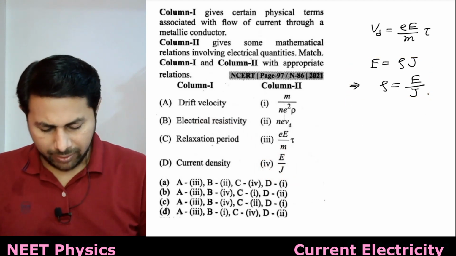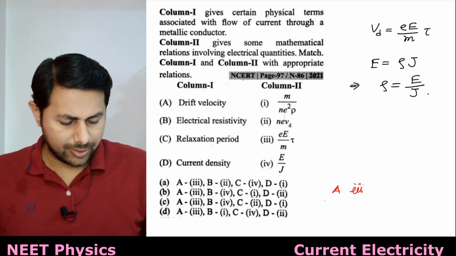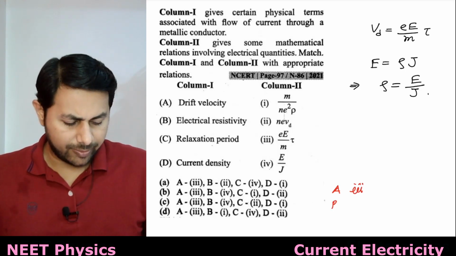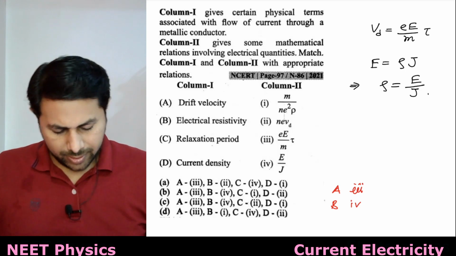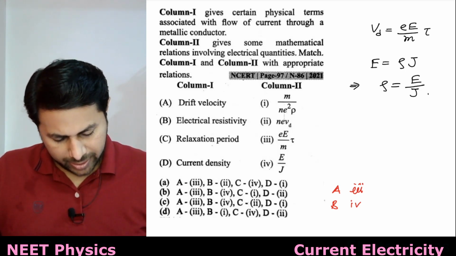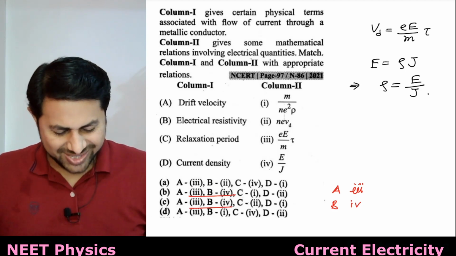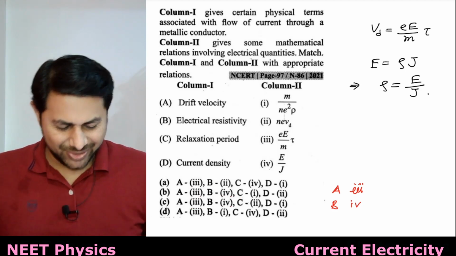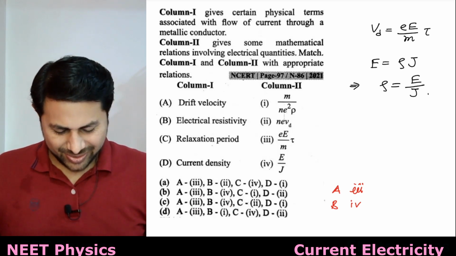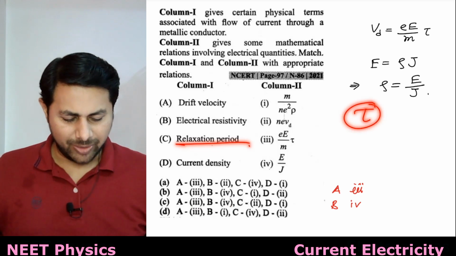Okay, I will write it here. A matches with 3 and B matches with 4. So A with 3, B with 4, and still there are two options, right? We need to check for C. So relaxation period, that is tau. What's the formula for that?